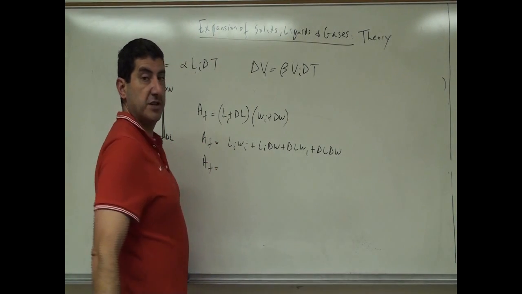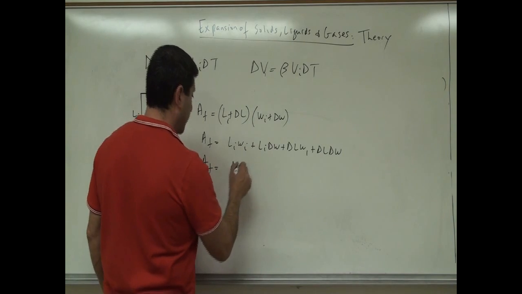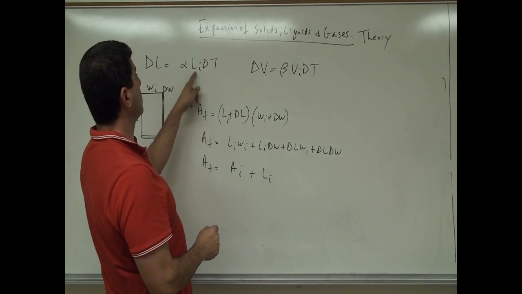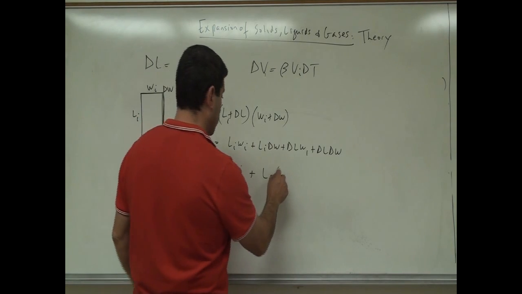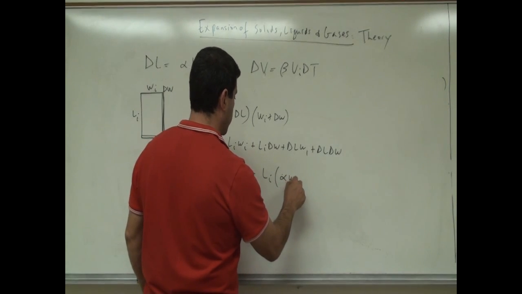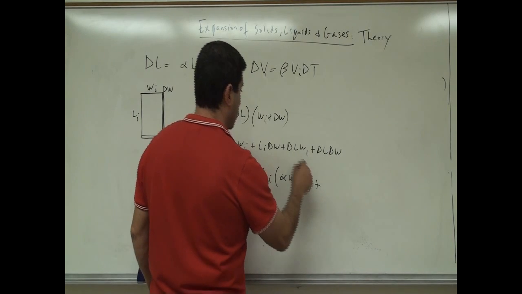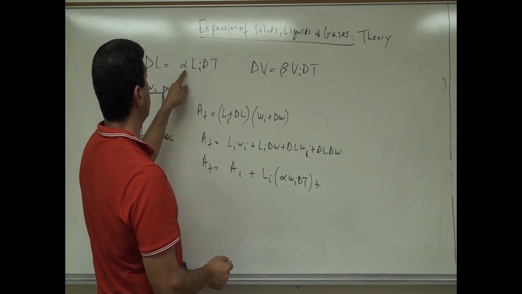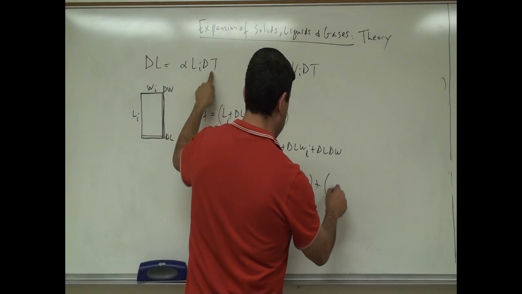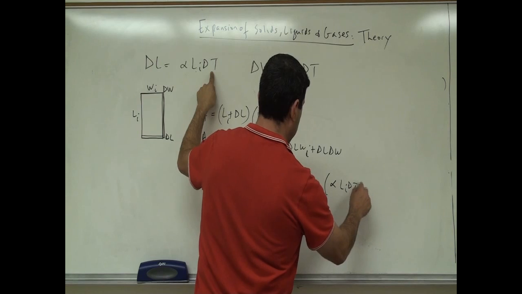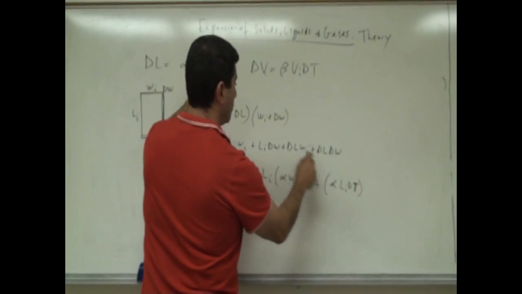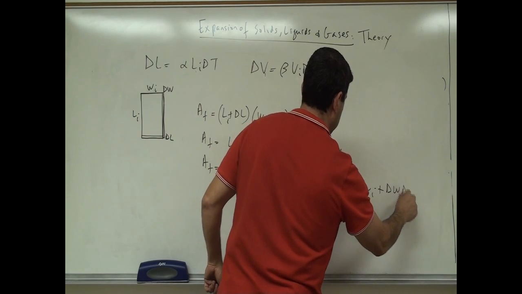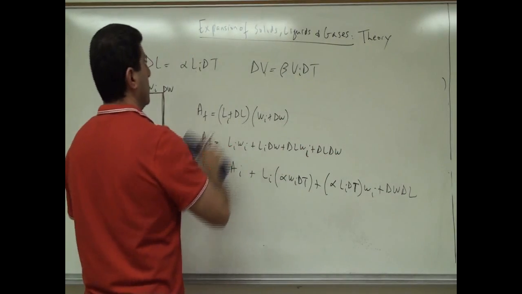L initial, width initial, is the initial area, right? A initial. And then delta W is going to be alpha W initial delta T, right? So it's going to be alpha W initial delta T, and delta L we could put as alpha L initial delta T, and then width initial plus delta W, times delta L, right?